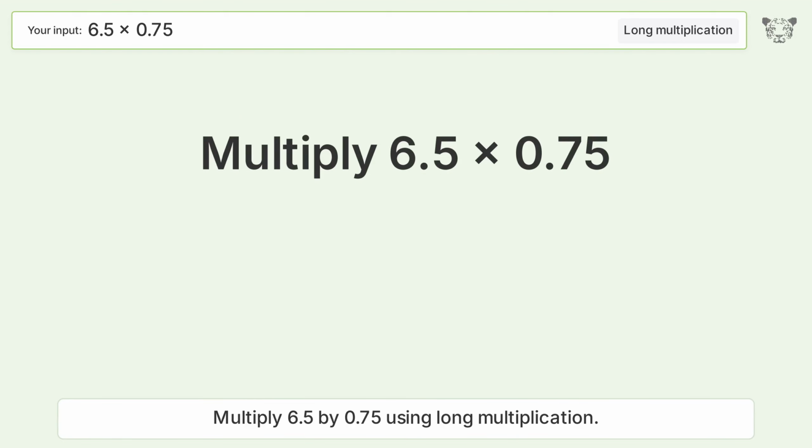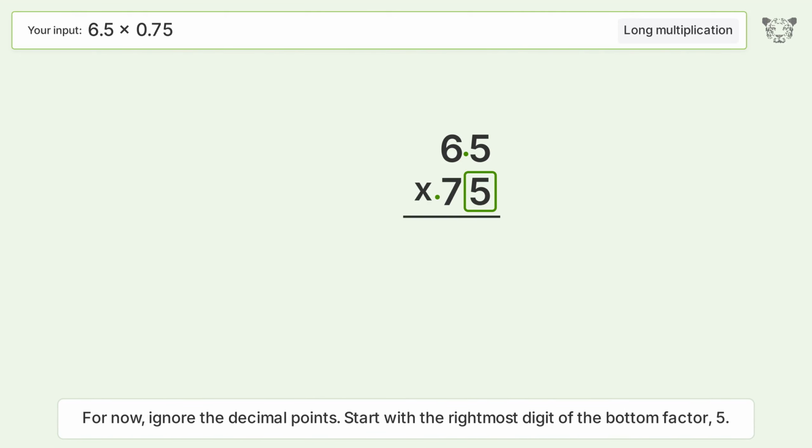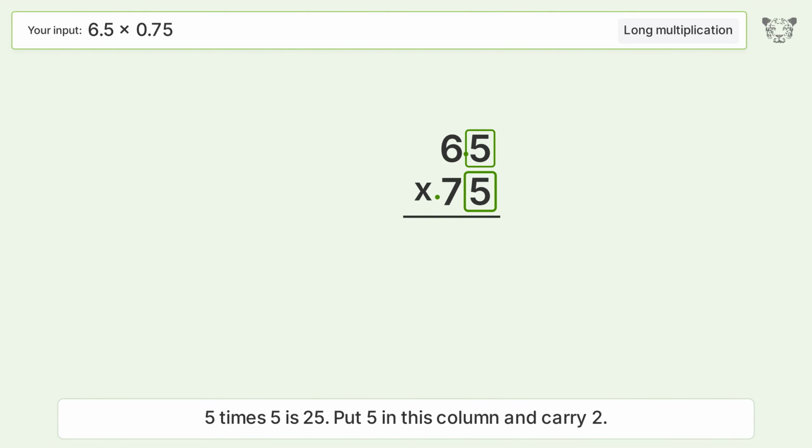Multiply 6.5 by 0.75 using long multiplication. For now, ignore the decimal points. Start with the rightmost digit of the bottom factor, 5. 5 times 5 is 25.